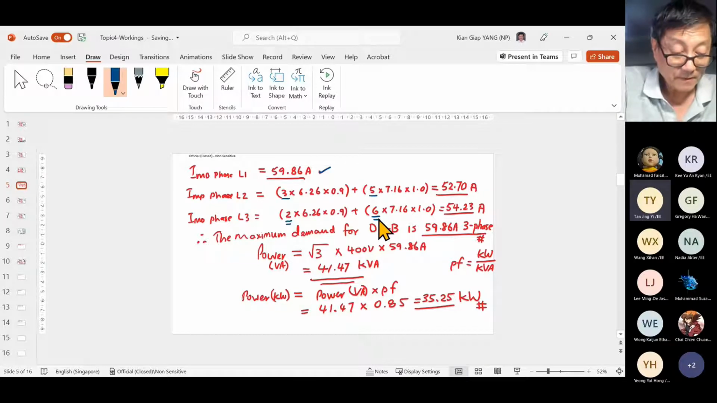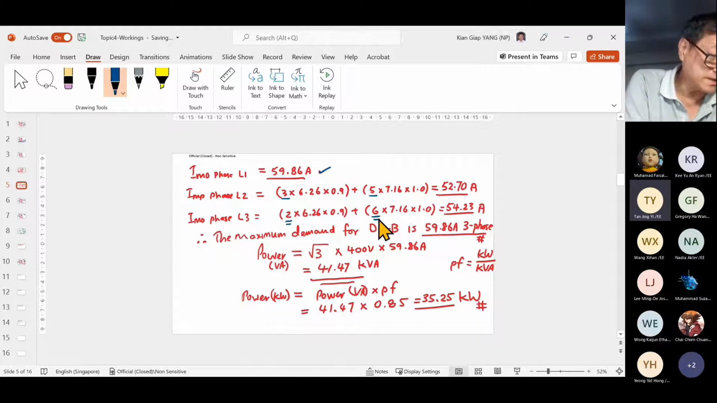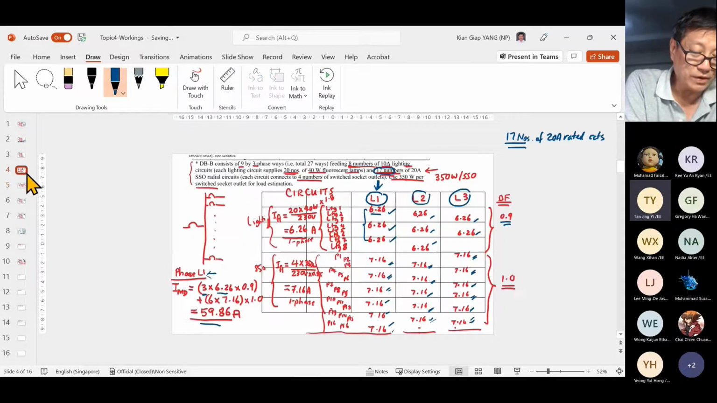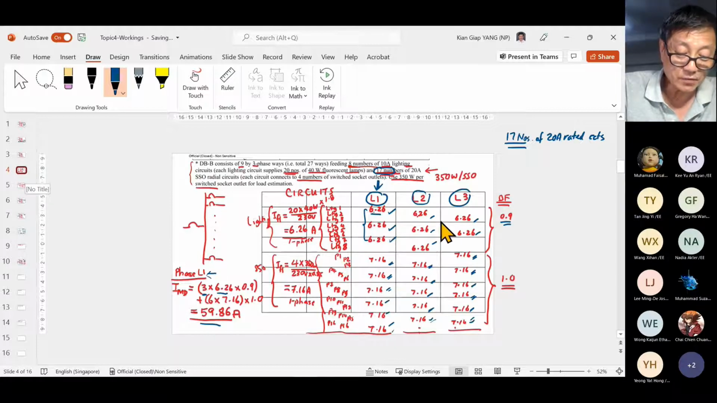But how you choose which one to give 6, which one to give 5? Okay, this one is just follow the flow. You see, first I use the lighting, right? I start from left to right. So 1, 2, 3, 4, 5, 6, 7, 8, right? So when I want to continue, I start for the SSO, I start from here. 1, 2, 3, 4, 5, 6, 7, 8, 9, 10, 11, 12, 13, 14, 15, 16, 17 here.